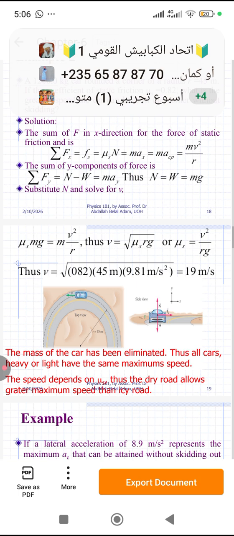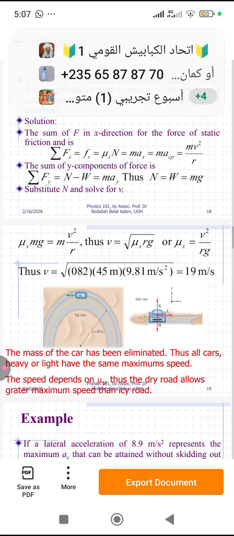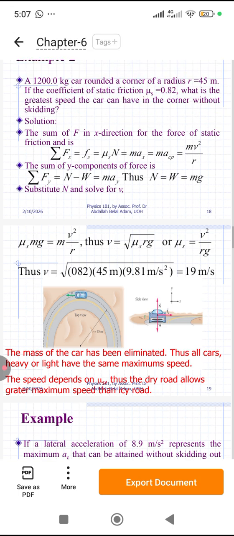Then we substitute n and solve for v: mu_s mg equals m v square over r, thus v equals square root of mu_s r g. v equals the square root of 0.82 times 45 times 8.9, which is 19 meter per second.